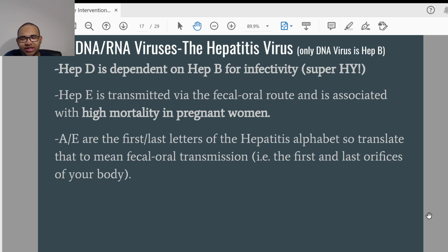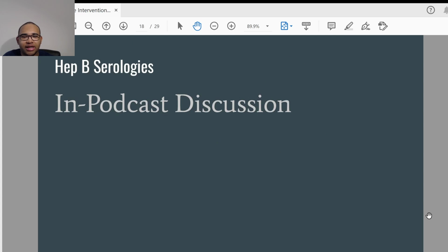And then Hep D, remember the D in Hep D for dependent, right? It's dependent on Hep B for infectivity. Essentially, it needs the Hep B surface antigen, right? That's a higher-yield thing to know for exams. And Hep E, right? Fecal oral route. Really bad outcomes in pregnant women, right? And again, I've talked about this, Hep A and E, fecal oral, first and last alphabets, whatever's the first and last orifices of your body. It's kind of gross, so I'm not going to repeat it again.